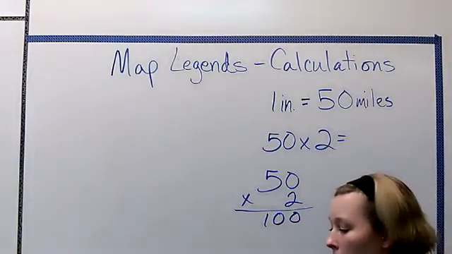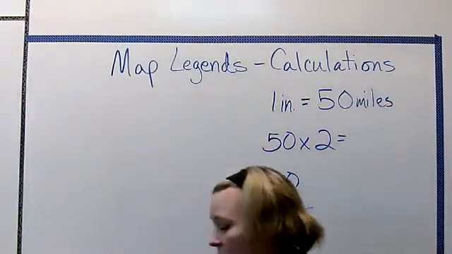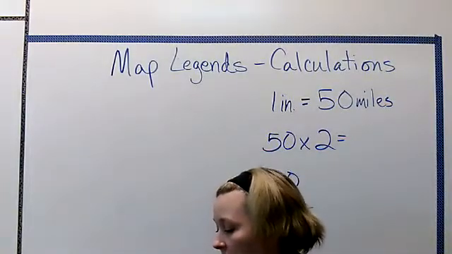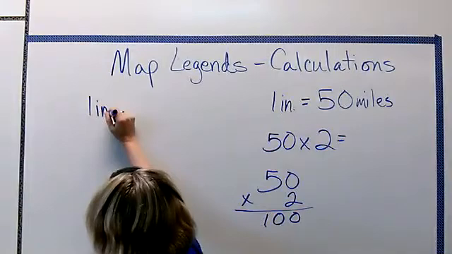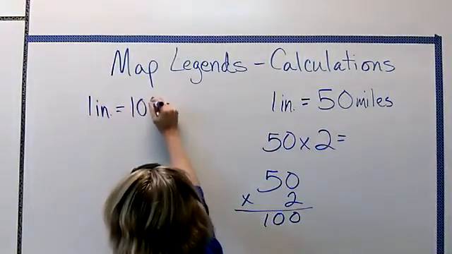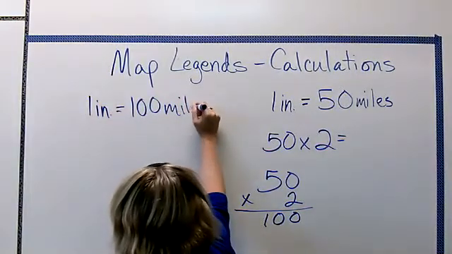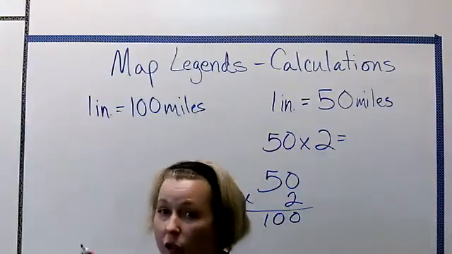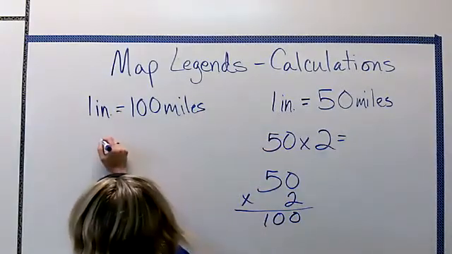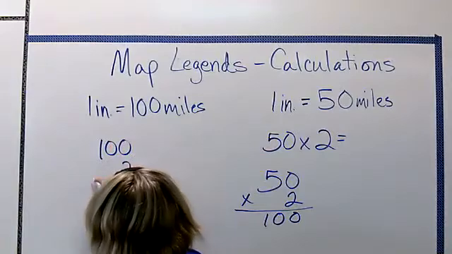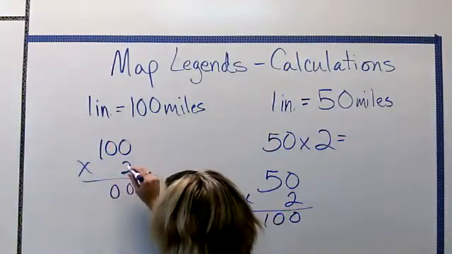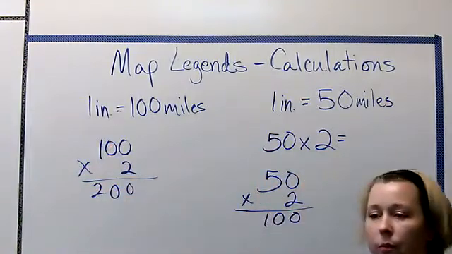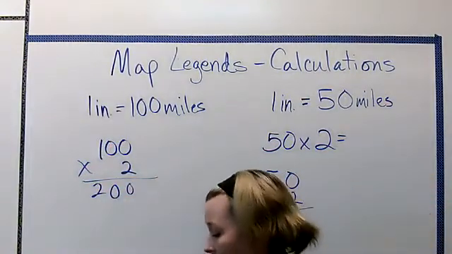Let's do one more. Let's say we've got number 4. Each inch, so 1 inch, equals 100 miles. So 2 inches on the map would then be 100 times 2. Again, anything times 0 is 0. 2 times 1 is 2. There you go. So that's the easy one.